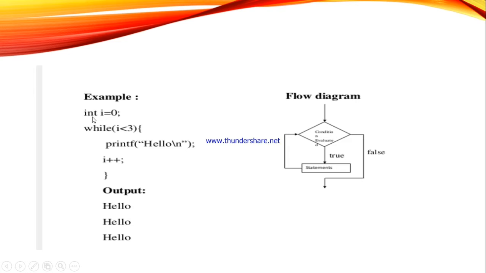We take a sample example. int i = 0; while i less than 3, printf hello, i plus plus. This is an increment. Initially the i value is 0. 0 less than 3, true. It prints hello one time. And again, it increments the i value. Now the i value is 1. Again, it checks the condition, 1 less than 3. True. Hello. 2 less than 3. True. Hello. And 3 less than 3. False. So come out from the loop. So it prints 3 times.